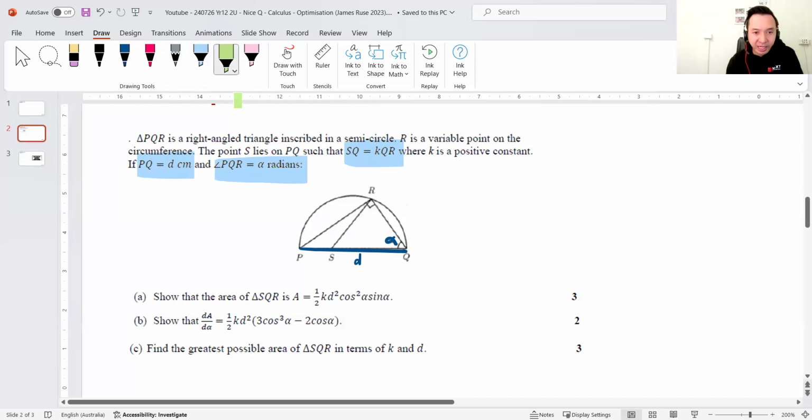Okay, so let's see what we have to do. Show that the area of SQR, now where's SQR? That's this triangle here, equals that. Then differentiate and find the greatest possible area.